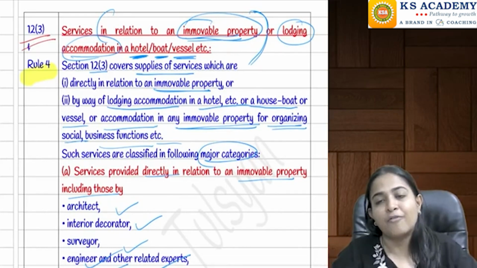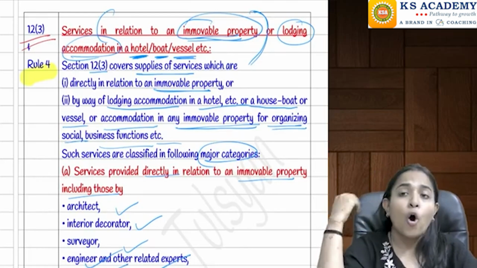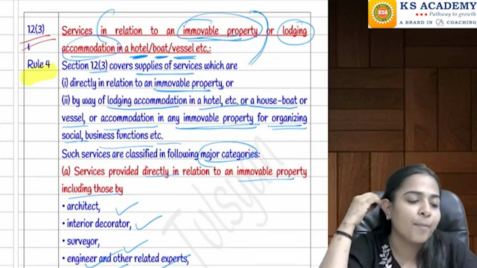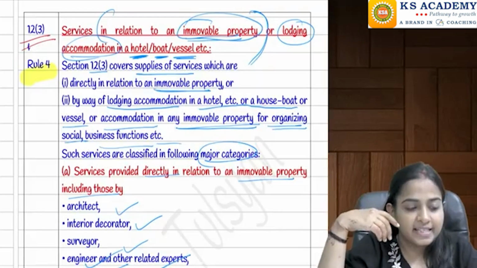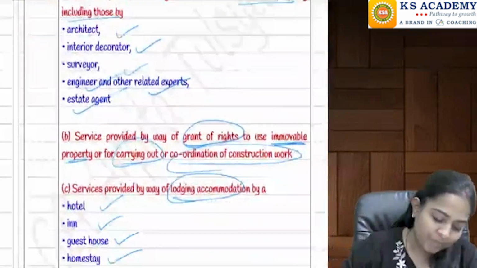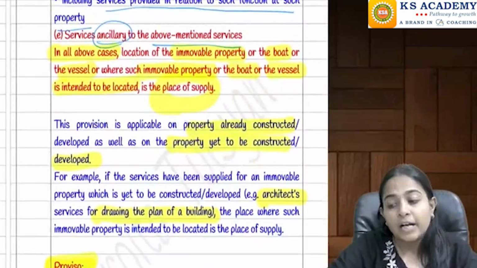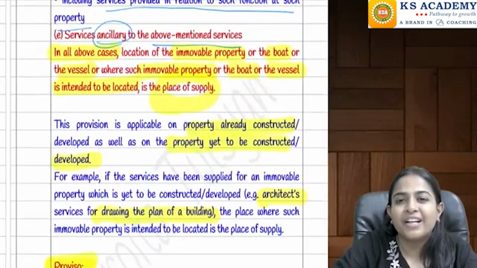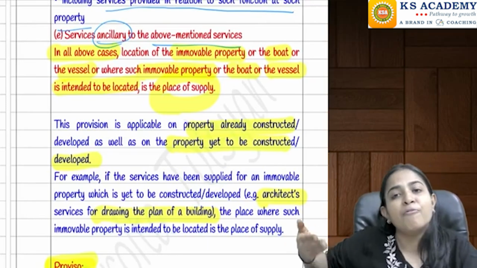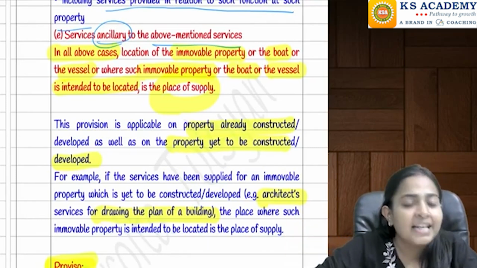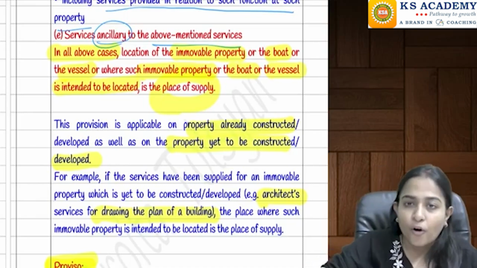Suppose I want to conduct any marriage function, or any office function in any immovable property, then services are provided for that. In such cases, what are they telling? In all these cases, by default, the place of supply will be the place where the immovable property is located, or where the immovable property is intended to be located. So the location of the immovable property will be considered as the place of supply.